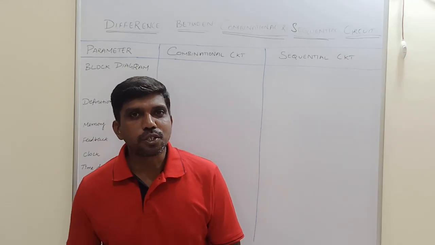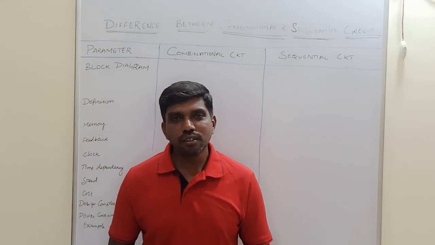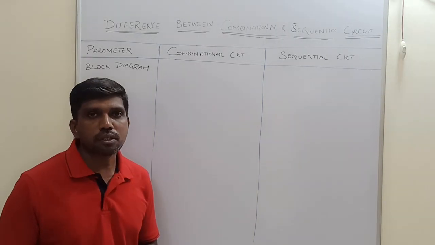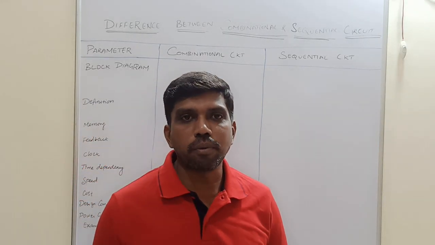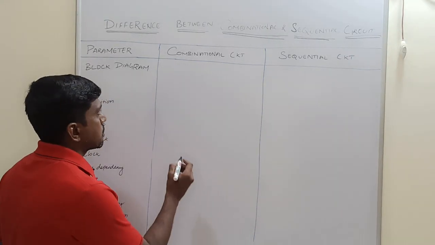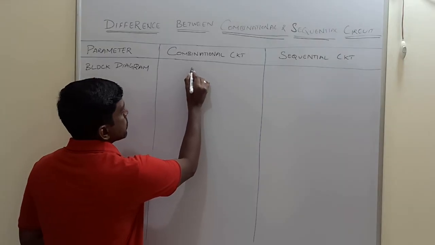Class, I am going to discuss the difference between combinational circuit and sequential circuit. These are the common parameters while comparing combinational and sequential circuits. We will discuss them one by one. The first one is the block diagram. Block diagram of combinational circuit. It's a simple block diagram.